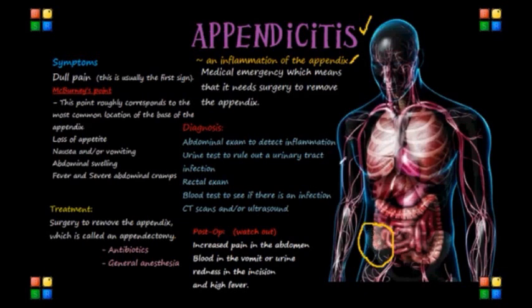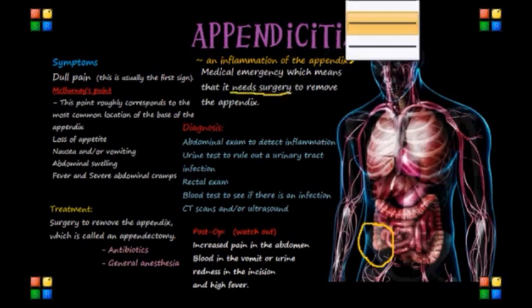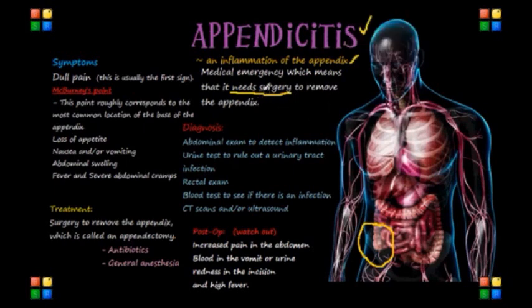Now, appendicitis is a medical emergency, which means that you need surgery to remove the appendix, okay? And if left untreated, an inflamed appendix will eventually burst, or what we call perforate, and it can spill infectious materials into the abdominal cavity, which can then lead to peritonitis, which is a serious inflammation of the abdominal cavity lining, and this can be fatal, okay?